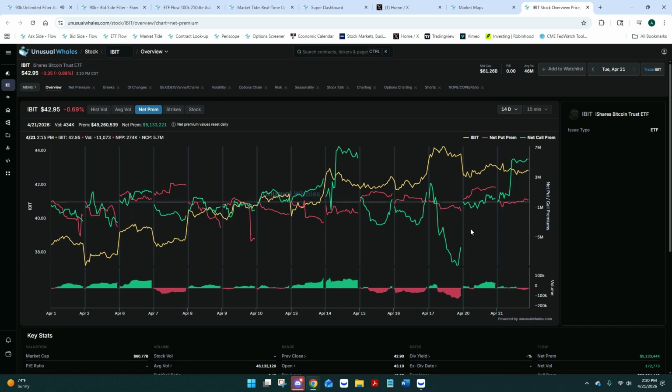When I see them come in mixed like that though, that's something I'm not going to post. So I'm not trying to find a singular direction, versus like SPY where you had 3 days of bid side call flow coming in.